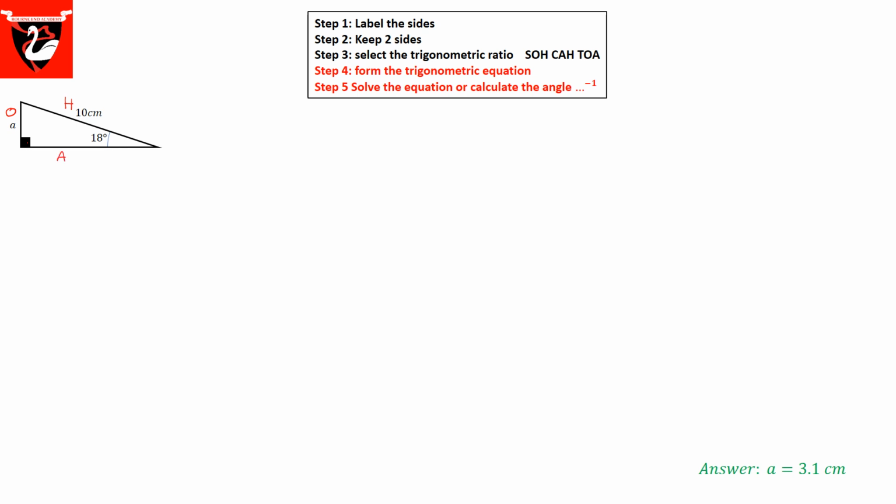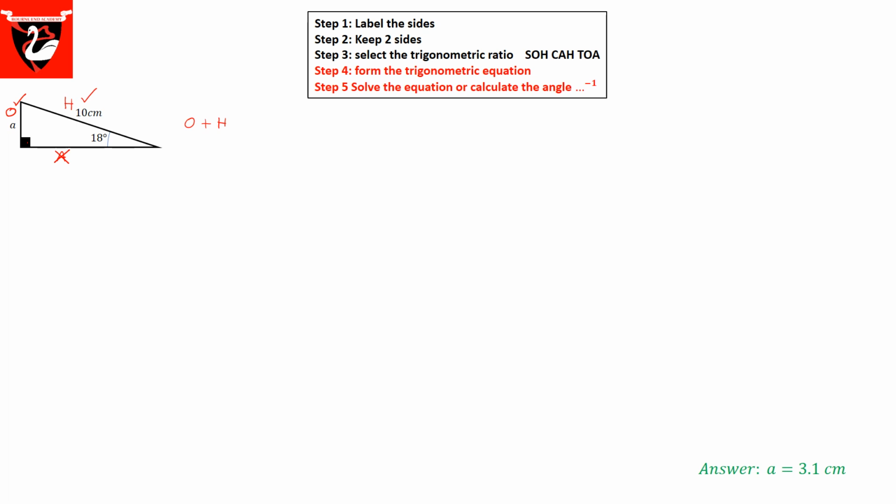Step 2, you need to keep 2 sides. We're going to need H because we know H. We're going to need O because we want to calculate O. So the side that we are going to get rid of is going to be A. So we've got O plus H to work with.